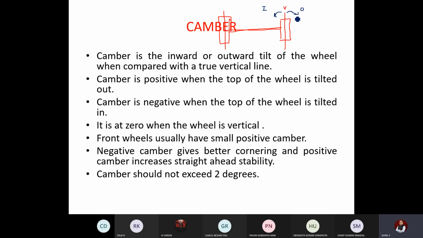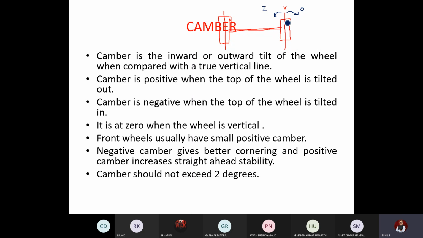So this angle can be set. You can tilt the wheel. So how do you do it? Wheel alignment. There is a term called wheel alignment. When you give your vehicle for service, usually alignment will be done. This is what they do in the alignment. They will tilt and lock the wheel at that position.